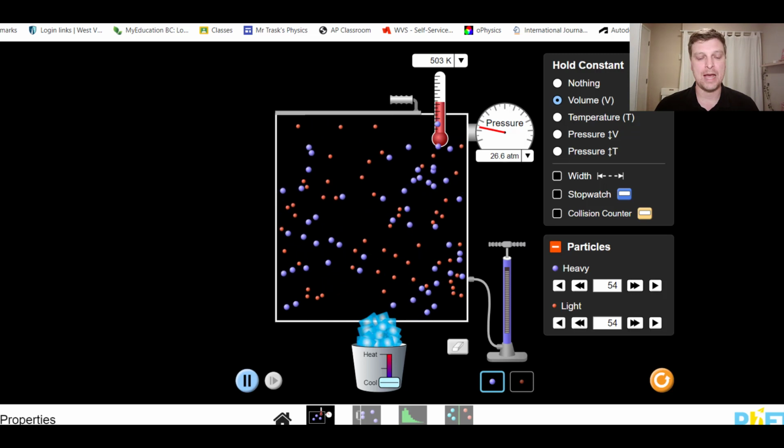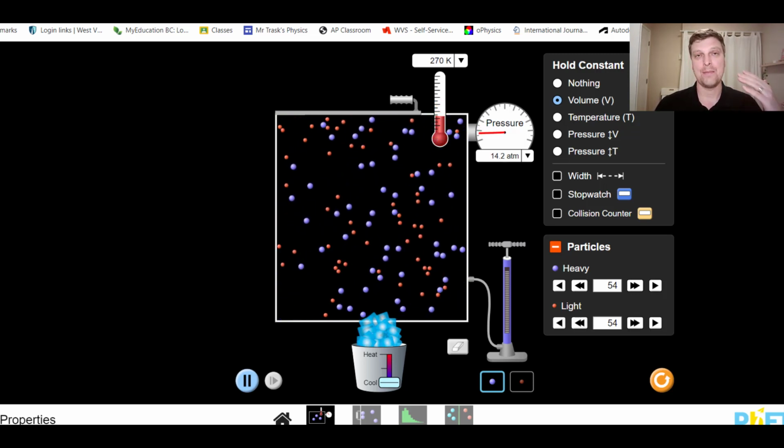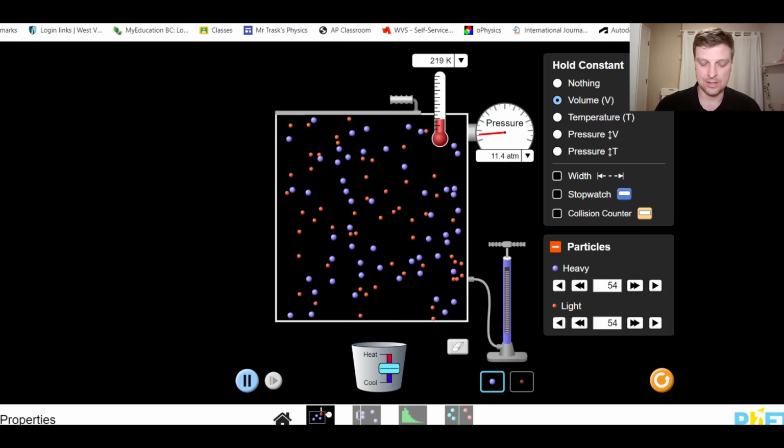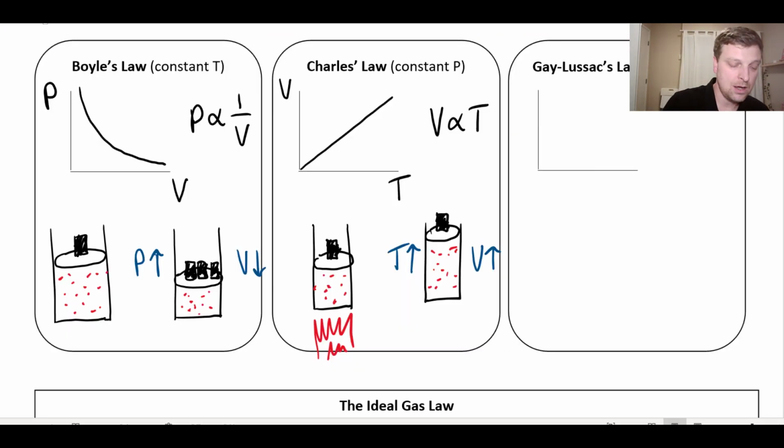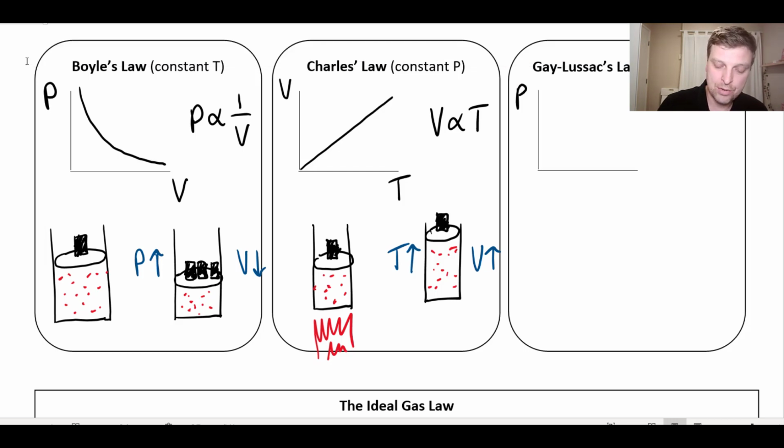If I cool things back down, the particles slow down, there are fewer collisions every second, which means I'm going to have less pressure on the sides of the container. So this law is also kind of similar to the last one, which is to say that if I plot pressure versus temperature, it is a direct relationship: the pressure is proportional to the temperature.